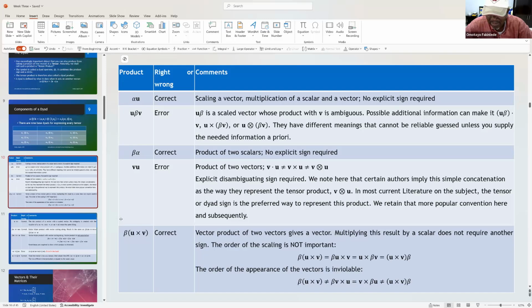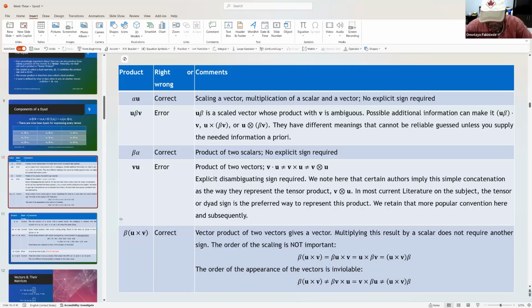Beta into U cross V is the same as beta times U cross V, or U cross beta V, or U cross V beta. As long as you do not change the order of those vectors themselves, you are okay. The order of the appearance of the vectors is inviolable. If you change it, you are dealing with a different beast entirely.